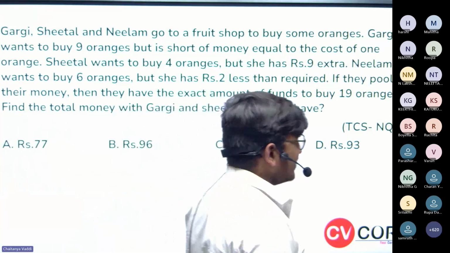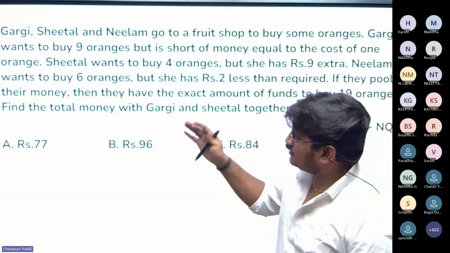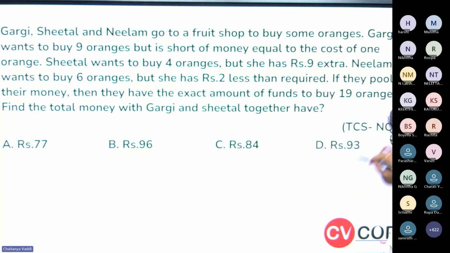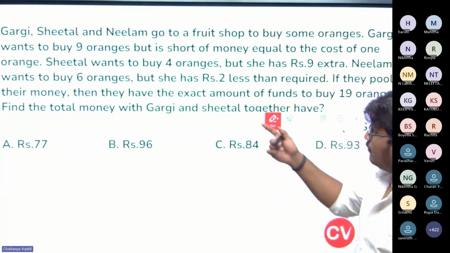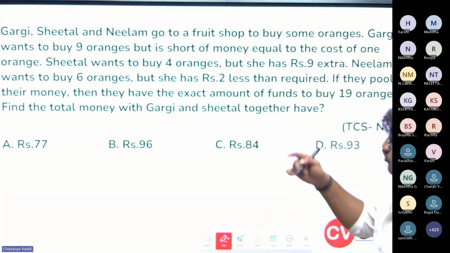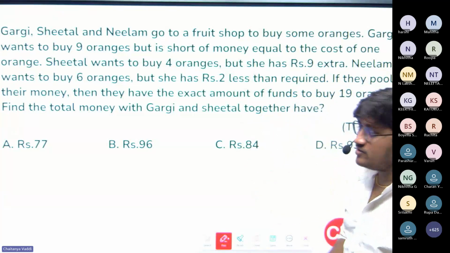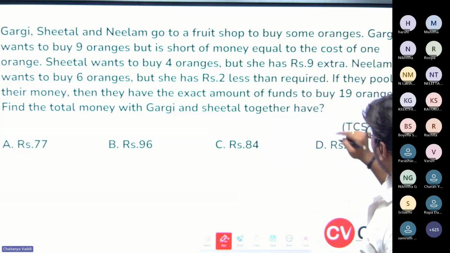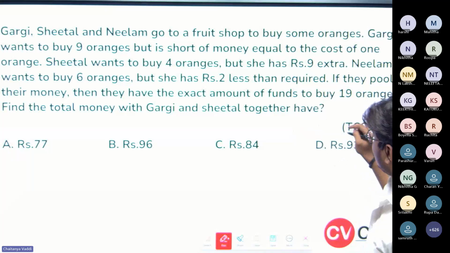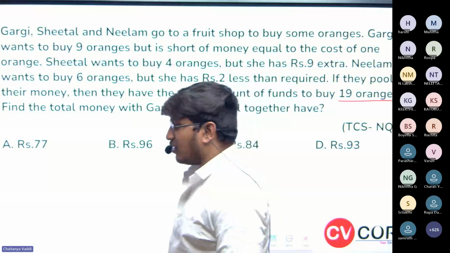Here, ignore the names. In the actual exam, they will give you some different names. Here they have mentioned that Gargi, Sheetal, and Neelam go to a fruit shop to buy some oranges. Gargi wants to buy 9 oranges, but is short of money equal to the cost of one orange. Sheetal wants to buy 4 oranges, but she has 9 rupees extra. Neelam wants to buy 6 oranges, but she has 2 rupees less than required. If they pool all the money, they have the exact amount of funds to buy 19 oranges. Find the total money Gargi and Sheetal together have.